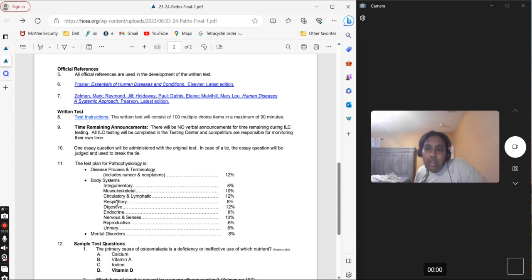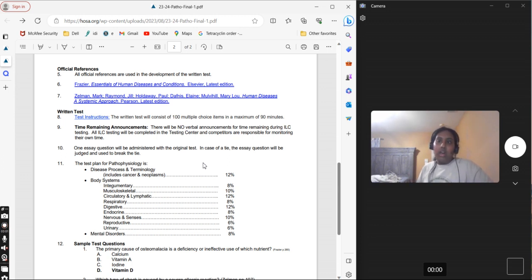For example, respiratory system, I have to study 8%. Digestive system, I have to study 12%, right? And these are the main topics I have to study: body system and disease process and terminology. Okay, so this gives you all the information of exactly what parts of the books I need to study. And this resembles exactly to the table of contents. So when you get your book, you will understand the chart and you'll understand because the table of contents looks exactly like this. Okay, so that's how you study the book.